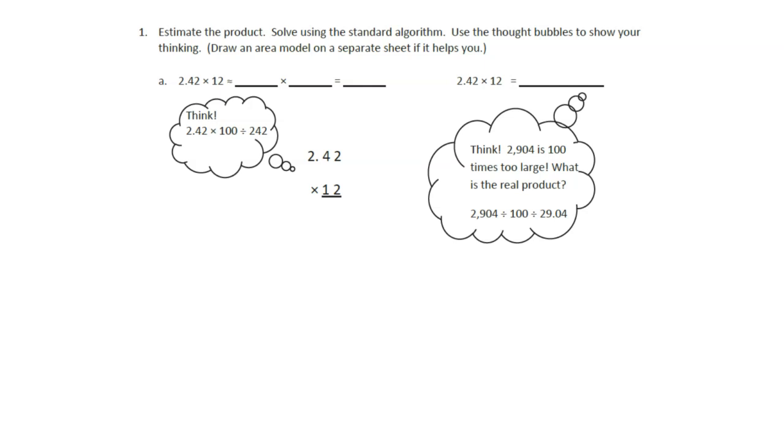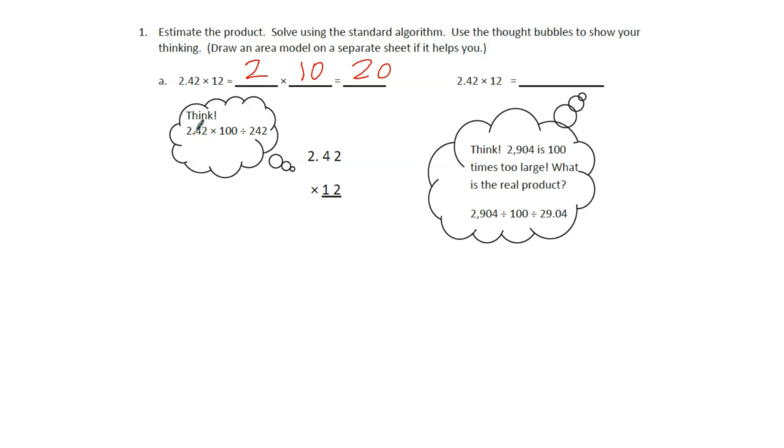So we have 2 and 42 hundredths, which is around 2. We're going to round that down to 2. And then we say, well, 12 is around 10. And we say our answer should be around 20. We could have kept 12 as 12 because we know that's a basic fact, and 2 times 12 would have been 24. But let's take a look here. 2 times 10 is a much simpler problem.